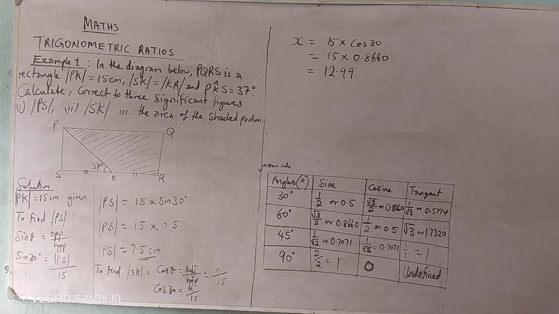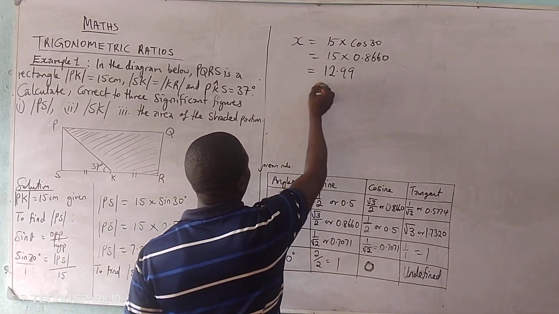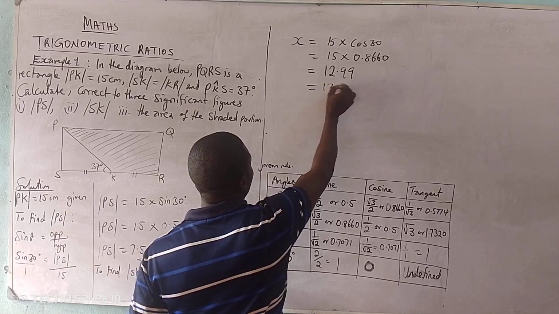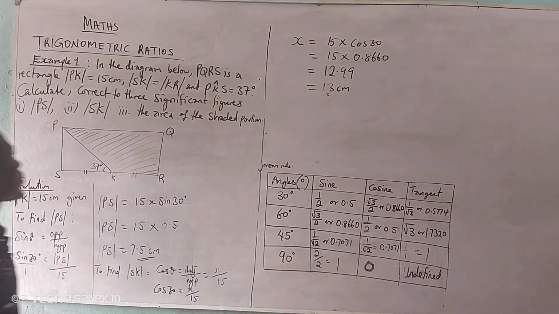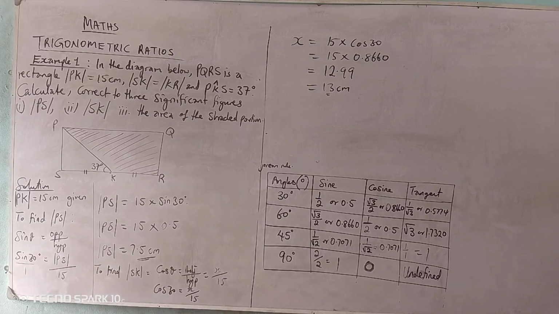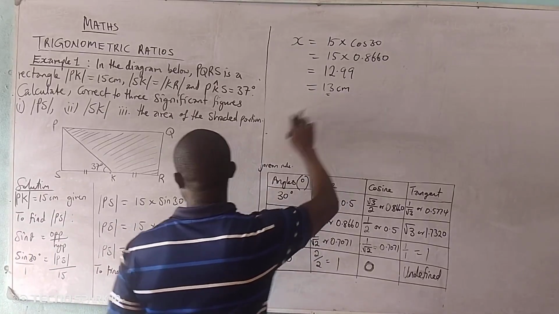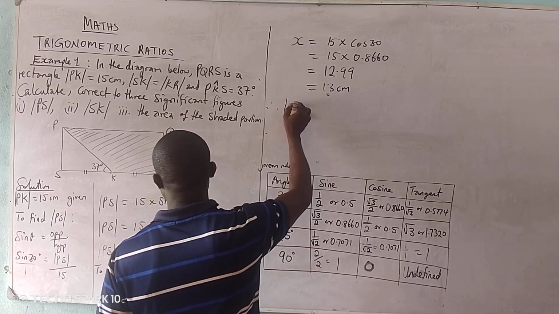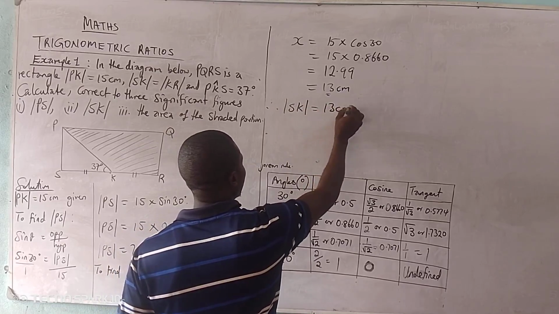So now we have 12.99. Approximately, to the nearest whole number, we are still going to have 13 centimeters. That is the line SP. Therefore, line SK is equal to 13 centimeters.